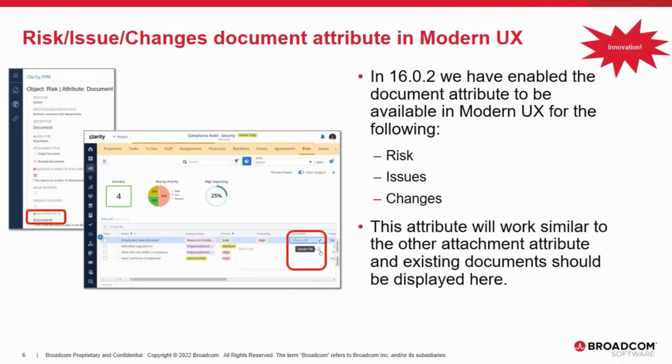So the first change that's coming is that the document attribute within the risk, issues, and changes has been enabled in the modern UX. This attribute will work similar to the other attachment attribute, and existing documents that might have been populated in the classic UI will be displayed here. Similarly, any attribute added in the modern UX will be displayed in the classic UI because it's the same attribute behind the scenes.